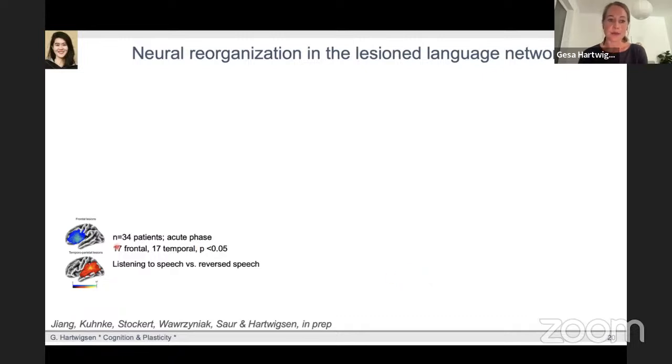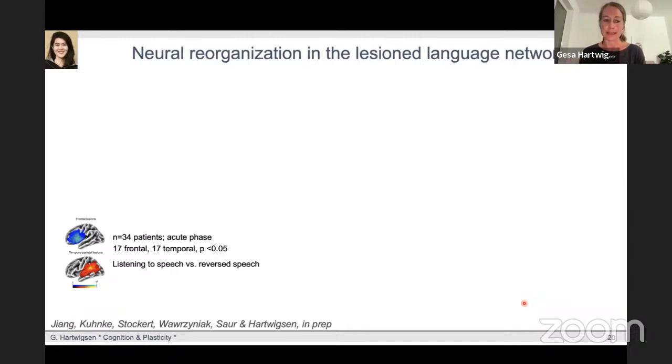So we had access to 34 patients who were measured 3 times after stroke: in the acute phase, which was the very first days after stroke, then in the subacute phase, several months after the stroke, and in the chronic phase, which was 6 to 12 months or later after the stroke. And these patients had to go to the MR scanner and just listen to speech. So they listened to sentences, and we compared this passive listening with listening to reversed speech, because they were not able to perform a task.